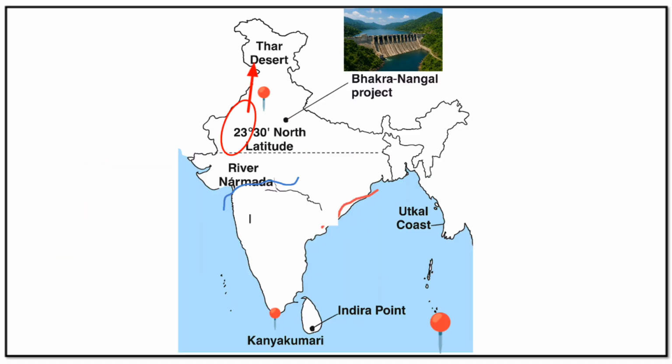Look here in this map: the desert area, Thar, and 23 and a half north latitude, River Narmada and Utkal, Kanyakumari and Indira Point were marked.